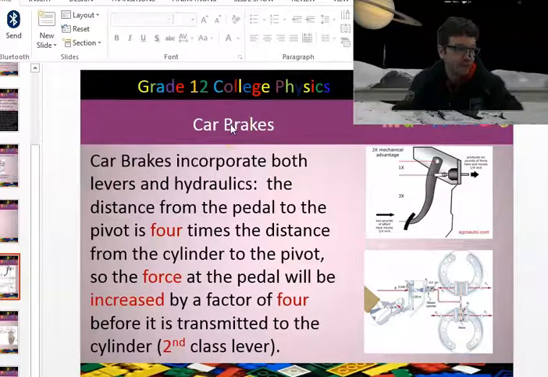So looking at car brakes. Now car brakes have simple machines, so they have levers, but they also have hydraulics. So we did experiments with hydraulics when I had you in class because they are kind of a simple machine, right? You change the force by changing the distance that force is applied for. So first we have the distance from the pedal to the pivot is 4 times the distance from the cylinder to the pivot. So the force at the pedal will be increased by a factor of 4. So that's the first step. Right? You increase the force by a factor of 4. If you remember, this is a second class lever.